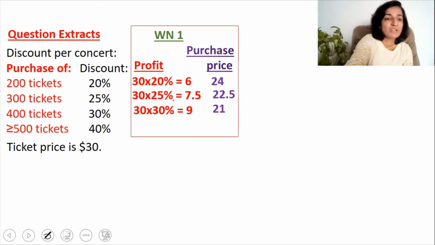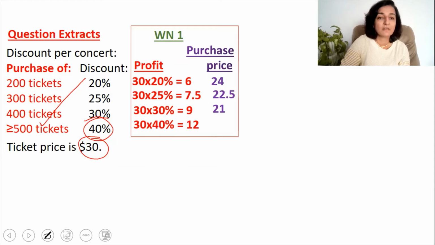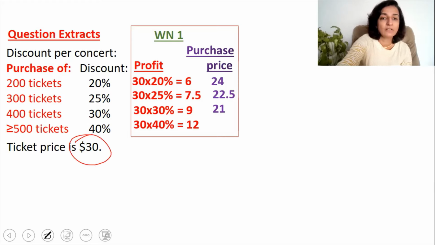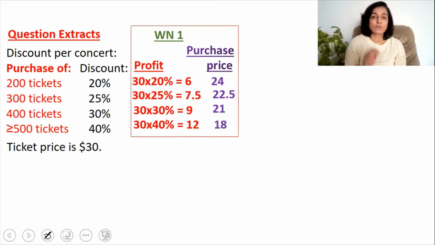Now the last situation, if he buys 500 tickets, the discount is $30 multiplied by 40%, or $12. So his purchase price will be $30 minus 12, or $18. So now we know the profit that he gets under each situation and the purchase price at which he buys from the concert hall. Now we will see the other information which is given in the question.